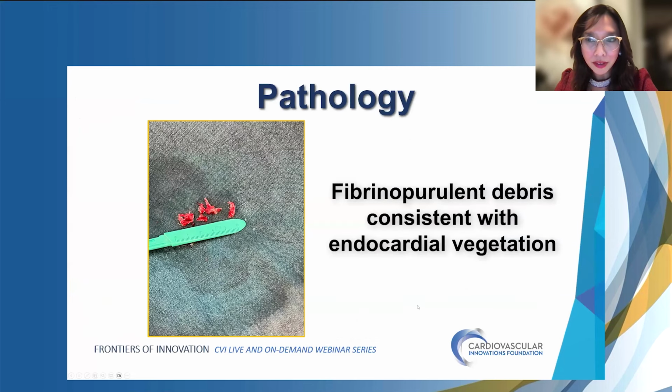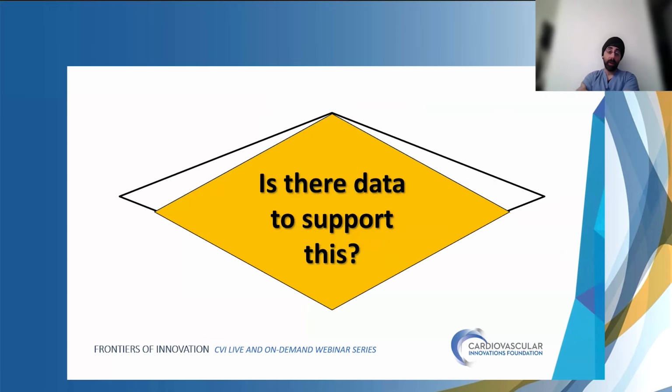So there you can see on the left-hand side of the picture, and the pathology just came back, actually consistent with endocardial vegetation. It was negative for any bacteria or fungus, and so the ID team is continuing long-term antibiotics on her. Blood cultures are negative, and so she's on long-term antibiotics. It's a great result, guys.